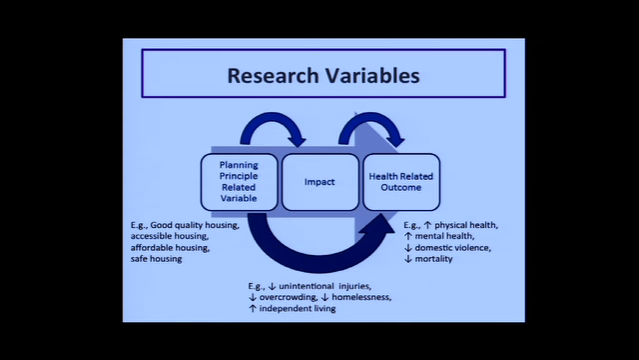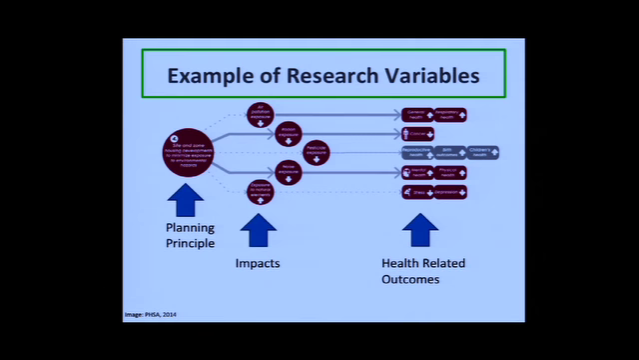The second one, the impact, is an intermediary variable that may result from manipulation of the planning principle related variable, but I must note that not all studies include analysis of the impact variable. That doesn't mean it doesn't exist, simply that not all studies analyze this. And lastly, the health-related outcome is a dependent variable that is health related. So the purpose of this slide is to give you a visual representation of the 3 research variables and also to show how planning principles were used in this project.